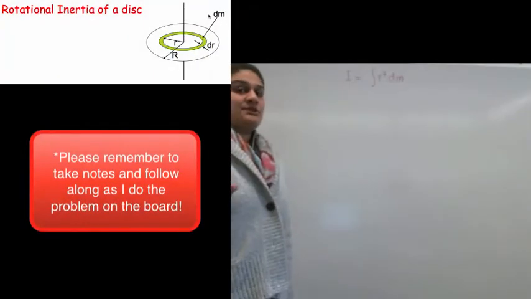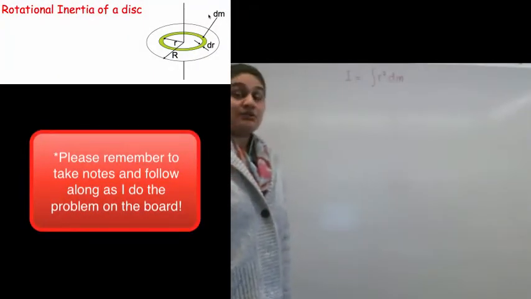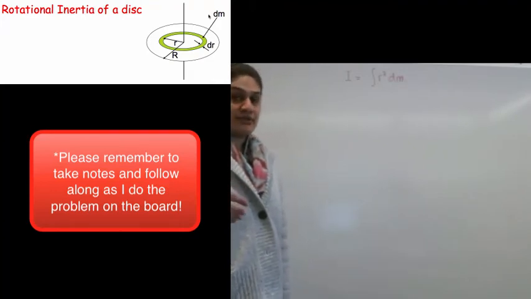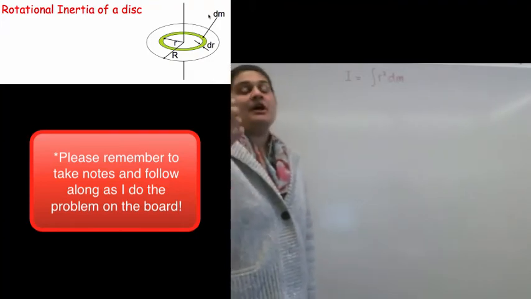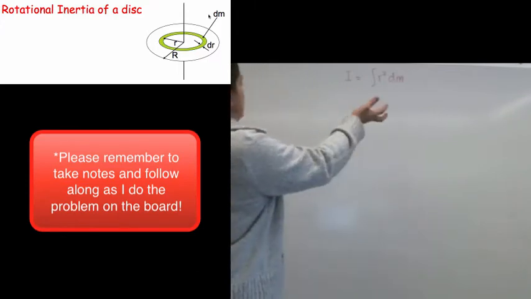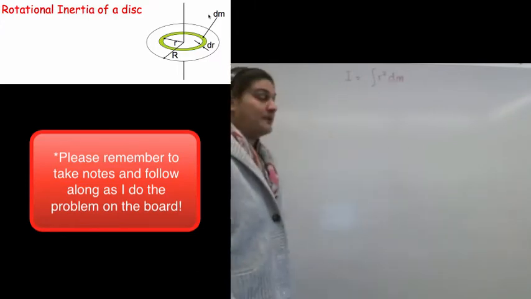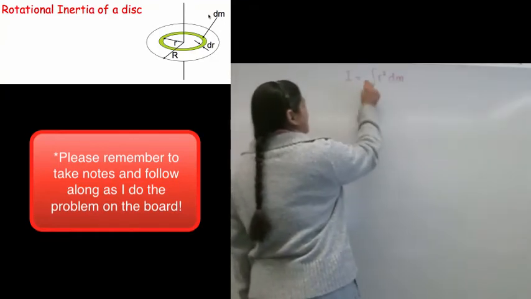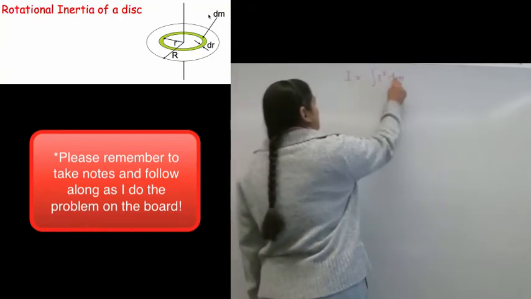Now I also want to talk a little bit about two-dimensional rotational inertia. For example, if we were to consider the rotational inertia of a disk, how will that change from the rotational inertia of, say, a rod that we had before? Well, the formula for moment of inertia is not going to change. It's going to be exactly the same. I equals the integral of r squared dm.